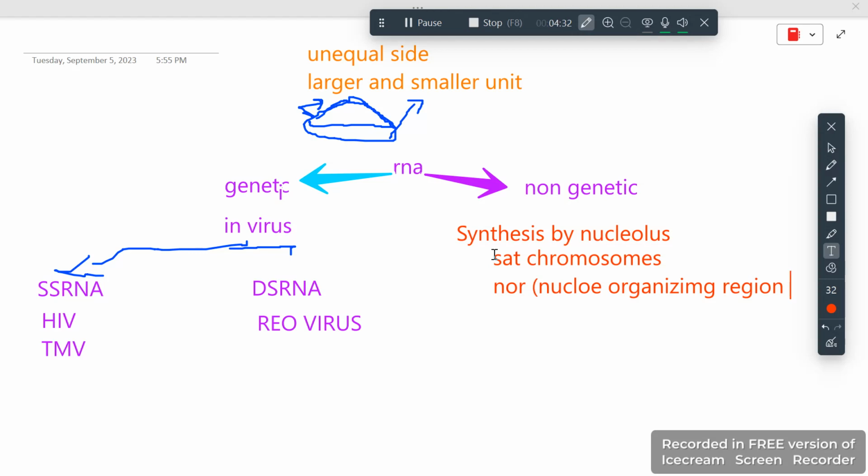Then the ribosome will be synthesized by the nucleus. In the nucleus we have the SAT chromosome, which is the secondary constricted region, also known as the junk region. Then we have NOR, and that SAT would again be synthesized by NOR. NOR is the nucleolar organizing region, and this also depends on the two structures I discussed in the starting.